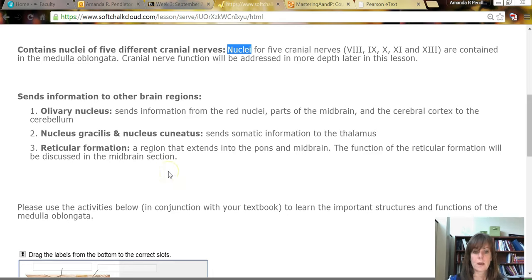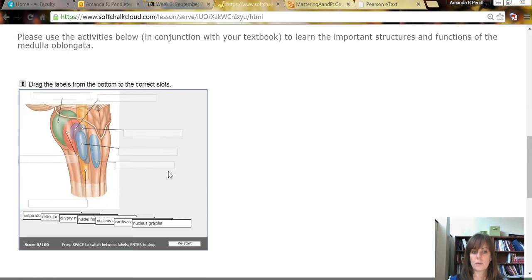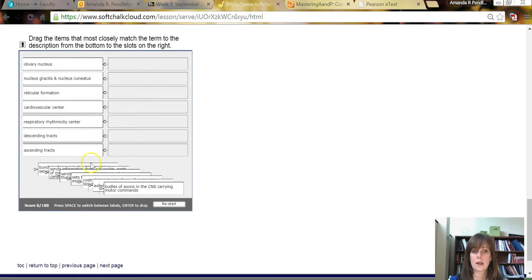Okay. So here are some activities to help you learn these structures of the medulla oblongata, as well as some of these important functions. I would encourage you to do those until you're able to know them all by memory very easily.